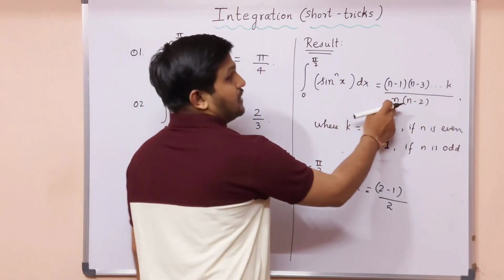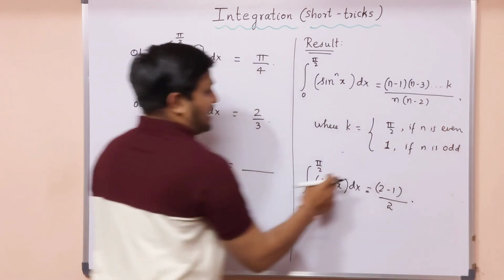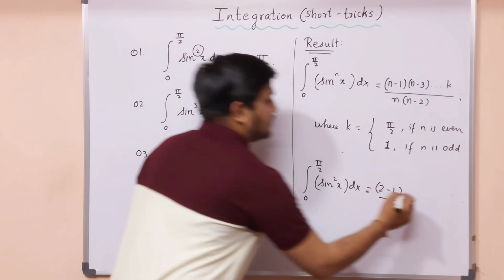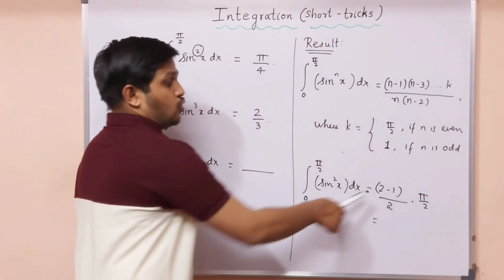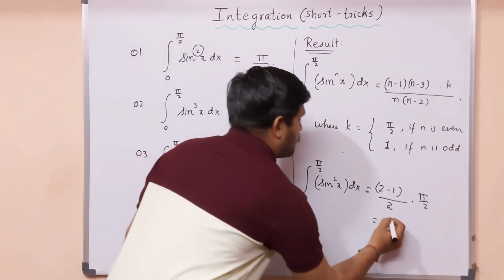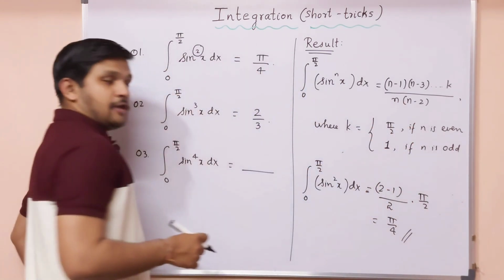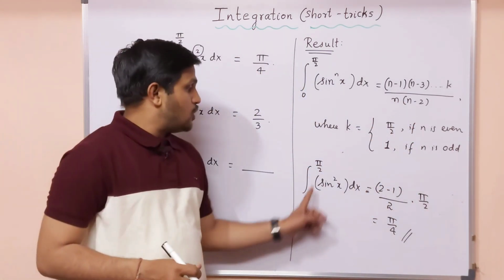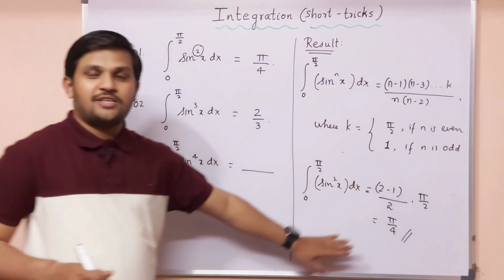So you should keep k equal to pi by 2 if n is even, because 2 is an even number. So multiply with pi by 2. Therefore, what is the answer for this? 2 minus 1 is 1, so 1 by 2 into pi by 2 is pi by 4. This trick you need to understand very carefully. Therefore, integral 0 to pi by 2 sin square x dx is nothing but pi by 4. Got it?